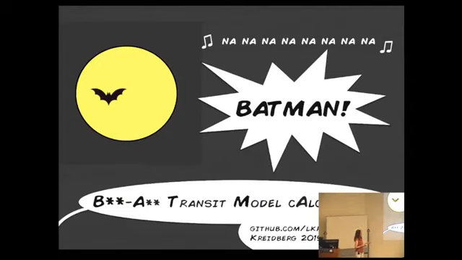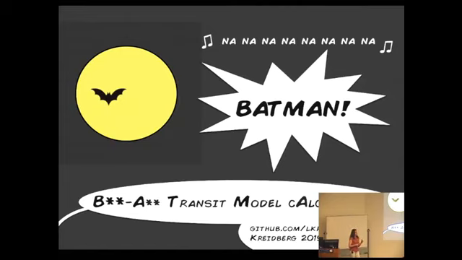The Batman package is a Python code that I wrote to calculate model transit light curves. I think this is censored because I used it in my defense talk. They calculate badass transit light curves. It implements a new integration algorithm that I developed to handle any radially symmetric stellar limb darkening law.